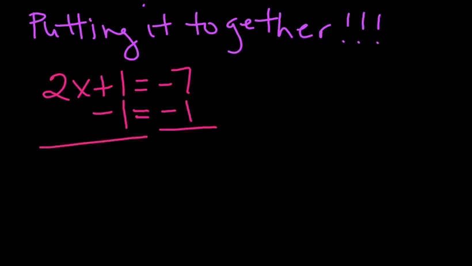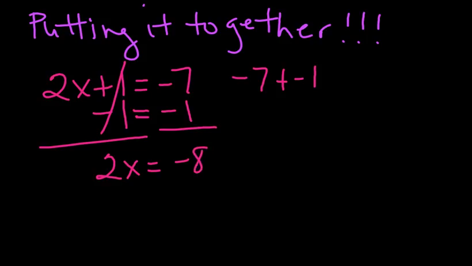So, on the first side, those cancel and you have a 2x left. Negative 7 plus minus 1, which is really negative 7 plus negative 1, remember one minus sign in the middle, is negative 8. Now, next thing you have to do is get this 2 gone from the x. So we're going to divide by 2 because those are multiplying. Divide by 2. And that cancels, and x equals negative 4.